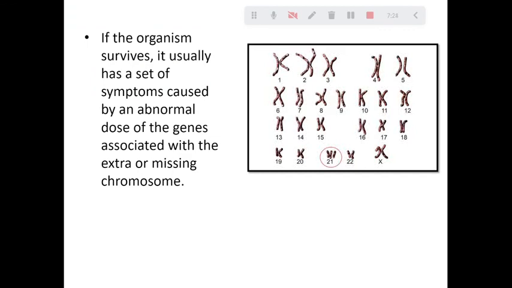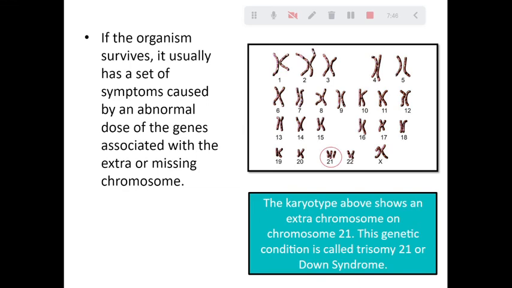If the organism survives, it usually has a set of symptoms caused by an abnormal dose of the genes associated with the extra or missing chromosome. Notice here on this karyotype, we've got 3 chromosomes on number 21, when normally we should only have 2. Do you remember what that is? If you remember, the karyotype above shows an extra chromosome on chromosome 21. This genetic condition is called trisomy 21, or more commonly known as Down syndrome.